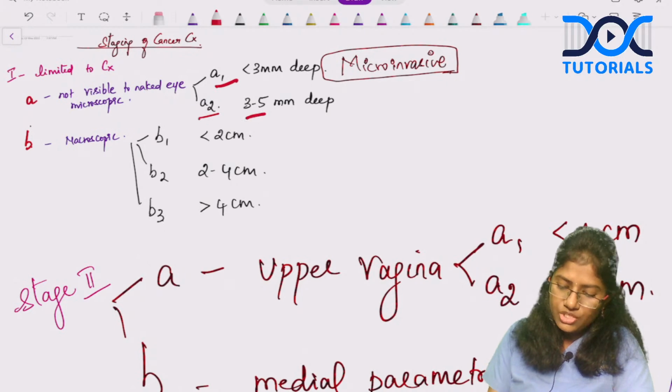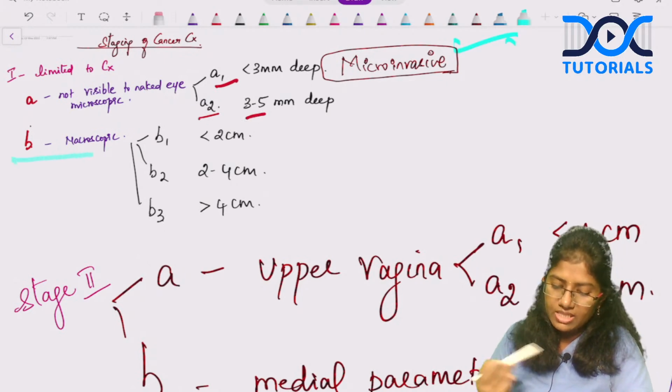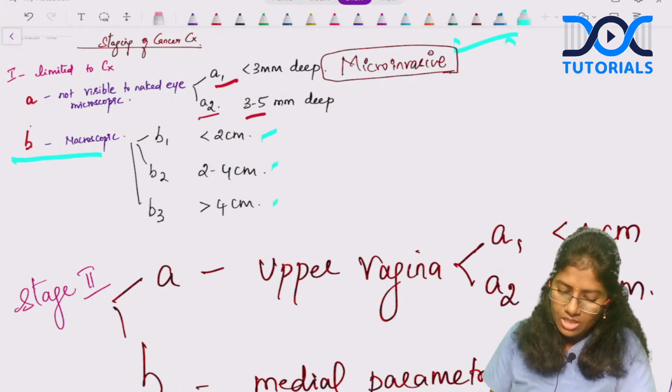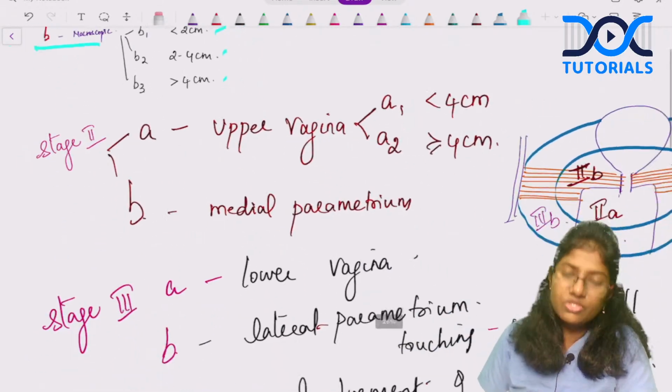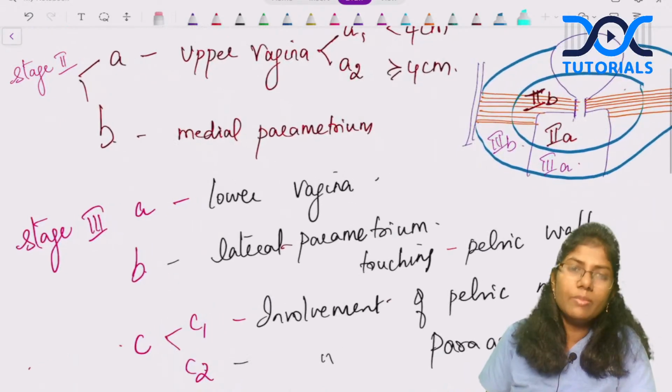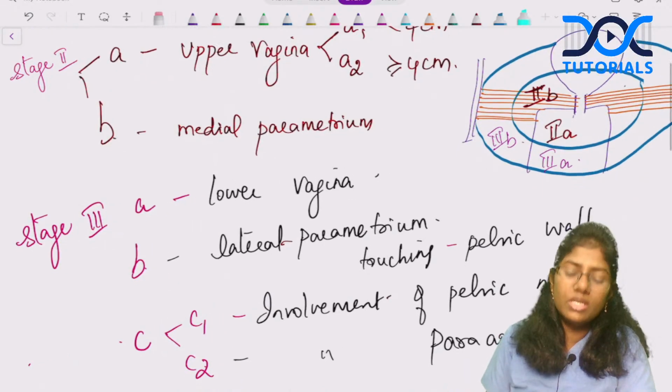Okay, stage 2 we have A and B: upper vagina is A, medial parametrium is B. Stage 3 we have ABC: lower vaginal involvement is stage 3A, lateral parametrium is 3B, and node is 3C.